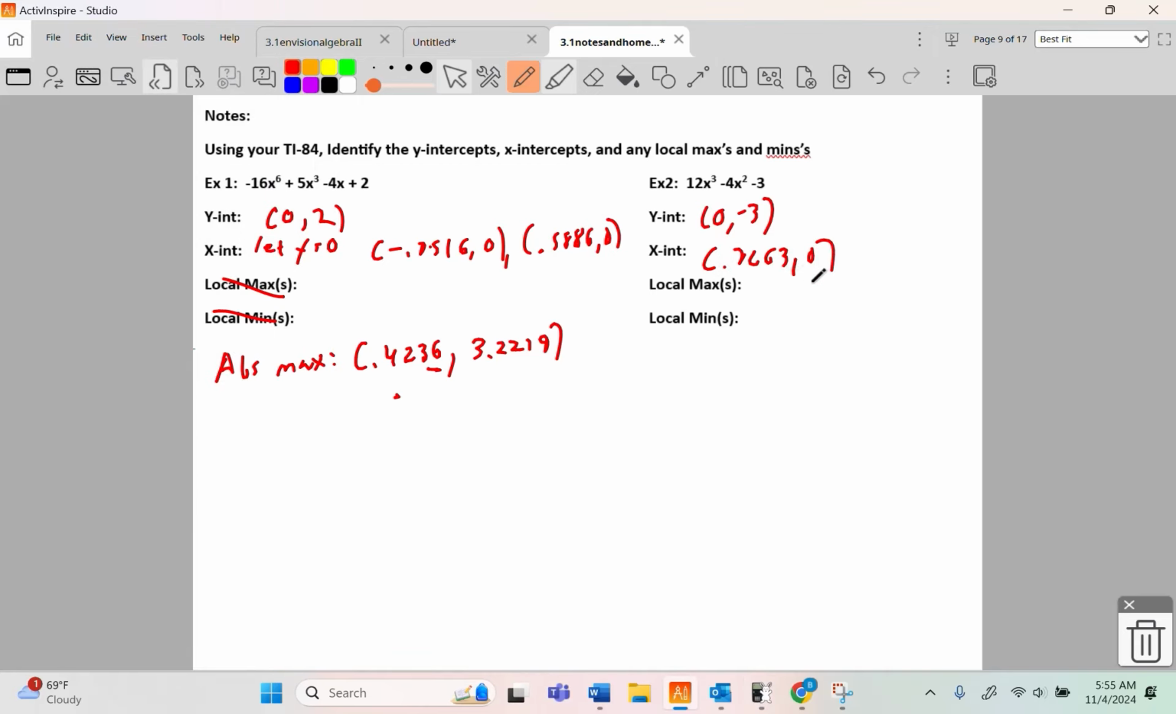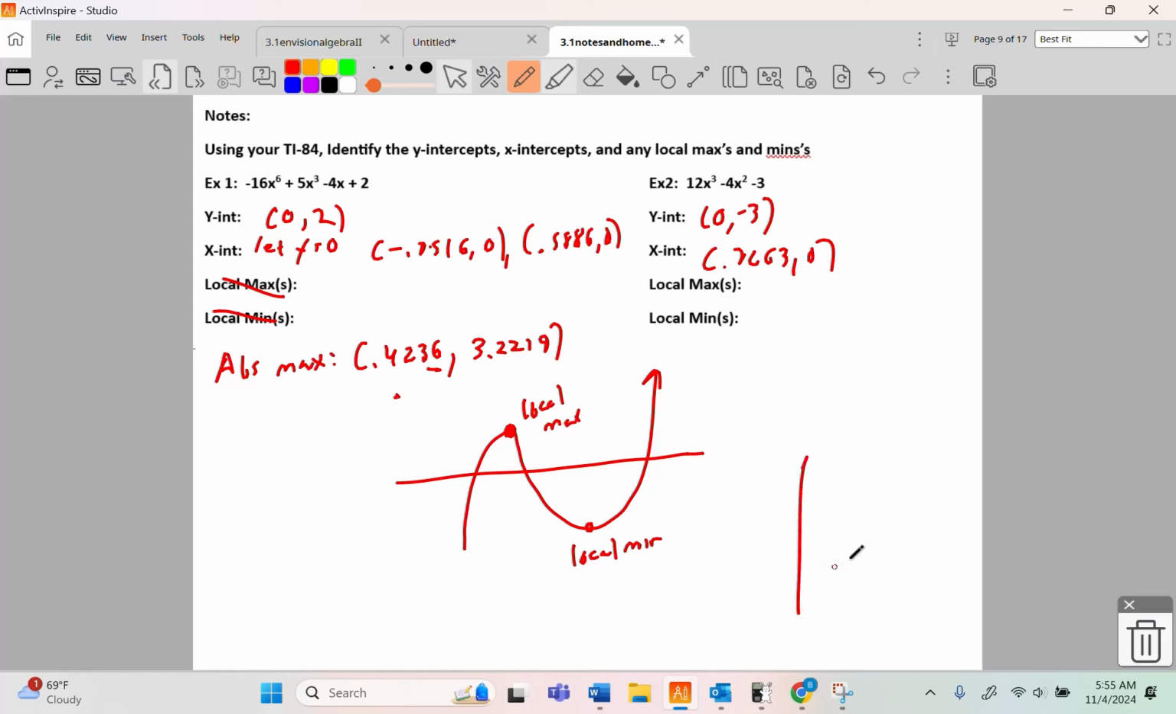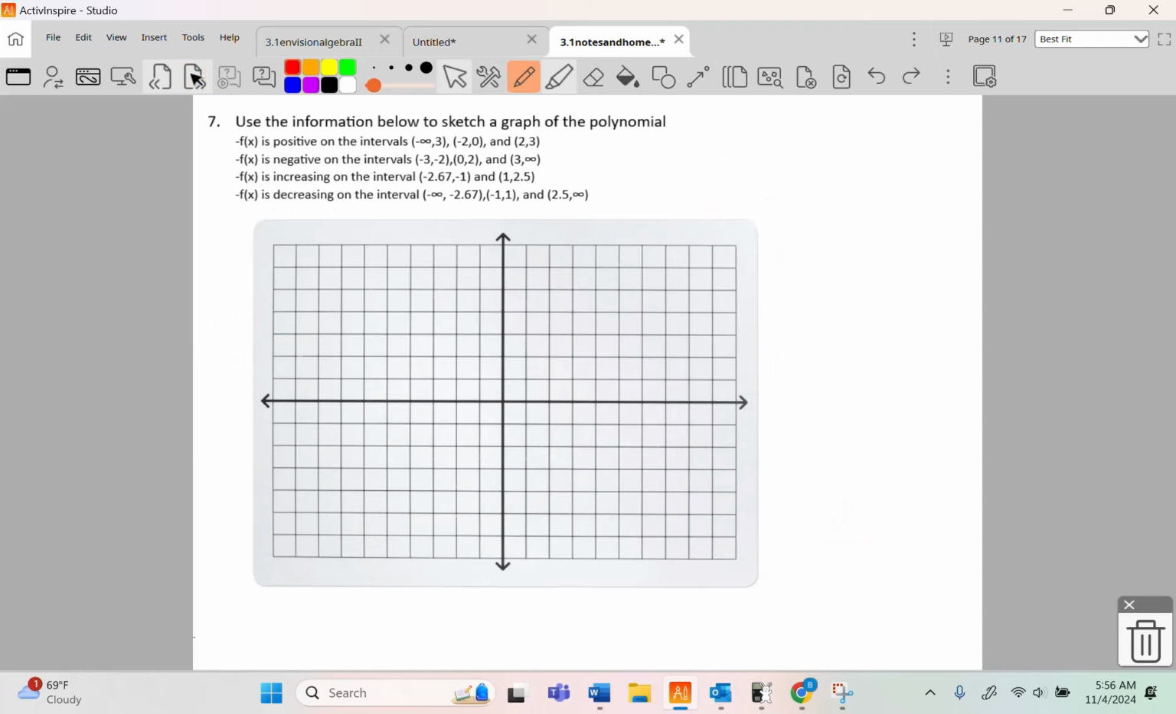Now, you talk about local maxes and local mins. If a function looked like this, that would be a local max, and this would be a local min. The graph you have in front of you just looks like that. It has no local max or min. So, bad examples. All right.